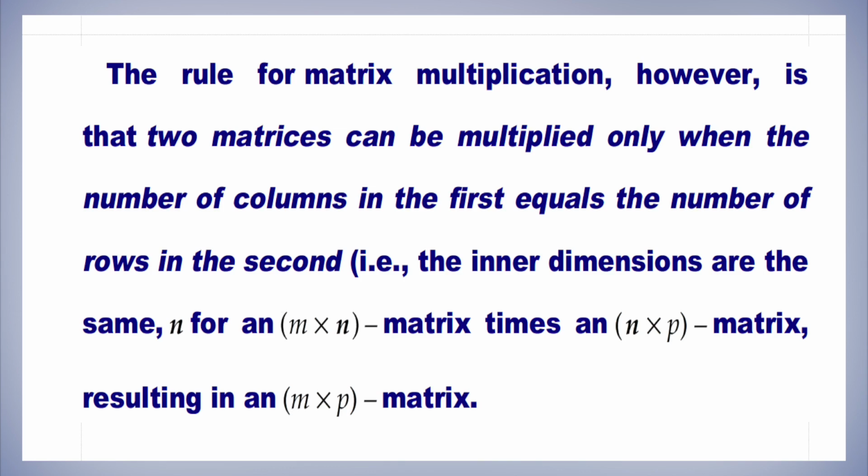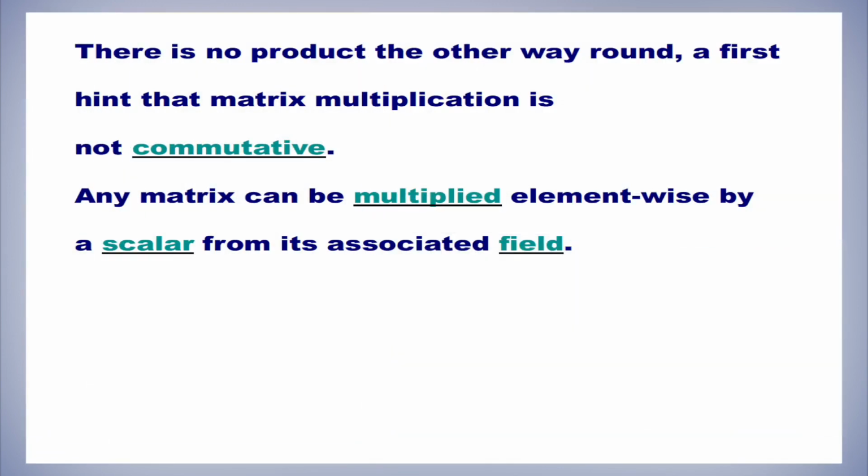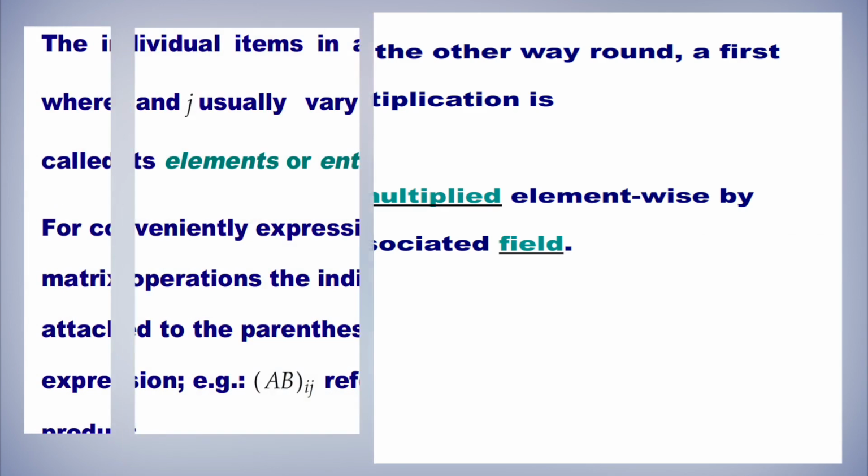That is, the inner dimensions are the same: n for an m by n matrix times an n by p matrix, resulting in an m by p matrix. There is no product the other way round, a first hint that matrix multiplication is not commutative. Any matrix can be multiplied element-wise by a scalar from its associated field.